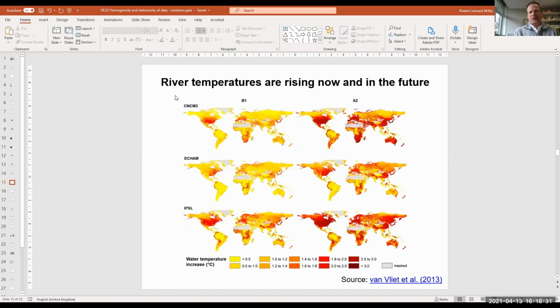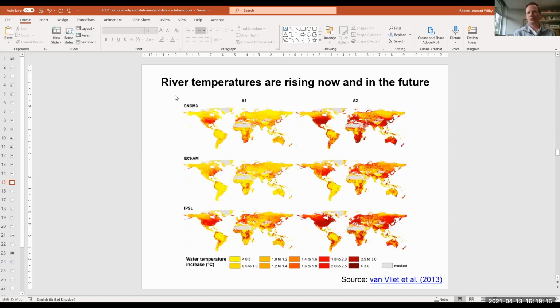So as you may appreciate, globally, river water temperatures are rising and are expected to rise in the future. Why do we care about that? Well, water temperature is a primary driver of all sorts of ecosystem functions and of water quality and chemical reactions. Rising water temperatures, for example, may threaten those species that throughout recent history have thrived in cooler water conditions.